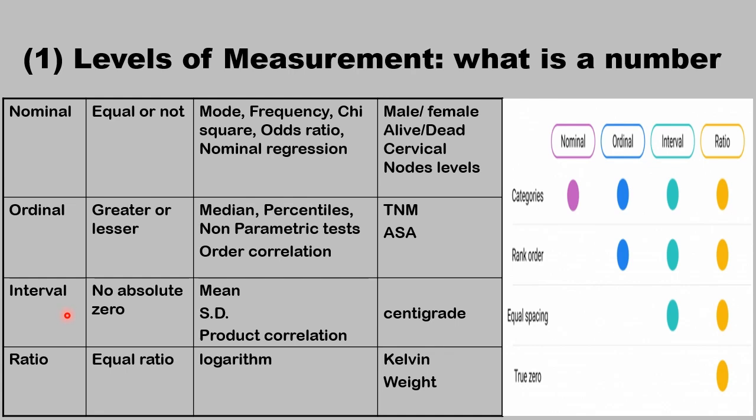In the interval type of number, they are equally spaced, but there is no absolute zero, and you have negative values and positive values. In the ratio scale, they have all the above properties. They are different, they are more and less, they are equally spaced, and they have an absolute zero. So you can do all possible types of calculations.